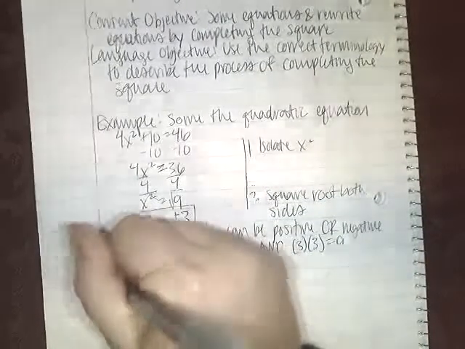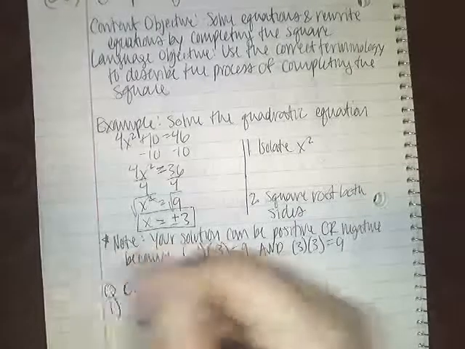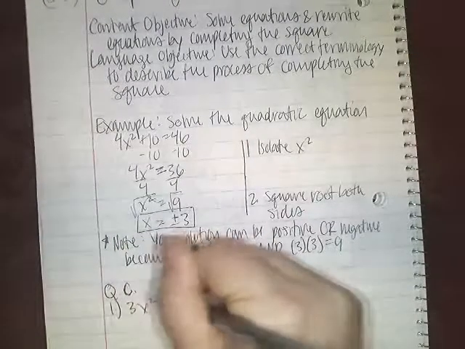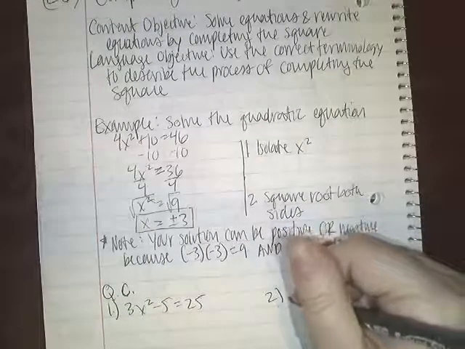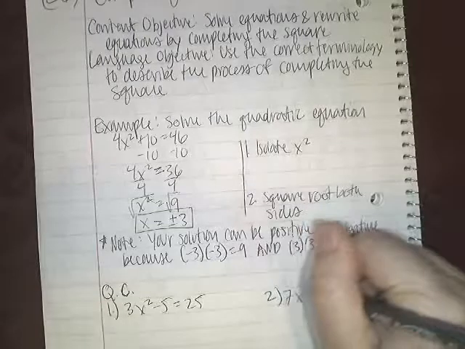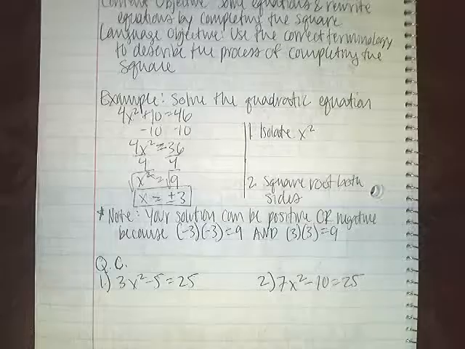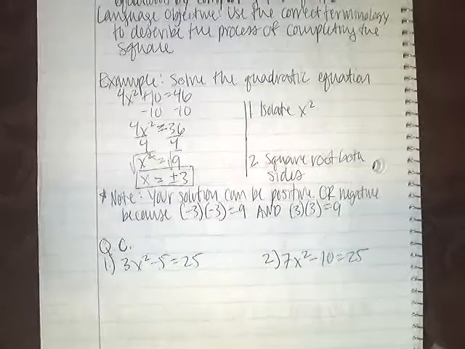We're going to do a couple quick checks just to make sure you are okay solving these kinds of problems. Here's your first one. I want you to solve 3x squared minus 5 equals 25, and then try 7x squared minus 10 equals 25. Try those each on your own really quickly. Pause it if you need to. I'm going to go over it now.